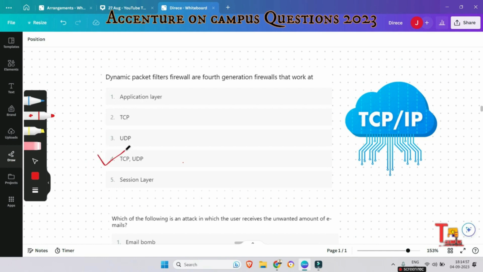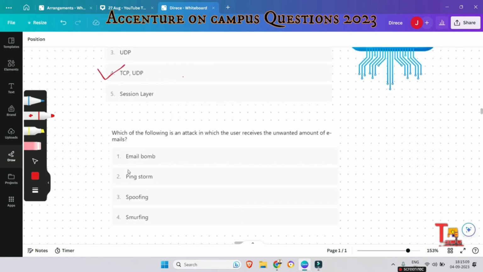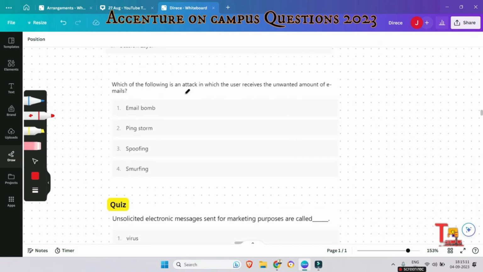If you don't have knowledge about the TCP/IP model or OSI model, then please watch the playlist regarding Accenture on campus or assessment based preparation. There I mentioned about this, right? Okay, let's go to the next question: which of the following is an attack in which the user receives an unwanted amount of emails? Email bomb, ping storm, spoofing or smurfing? In this case, the answer will be email bomb, right?